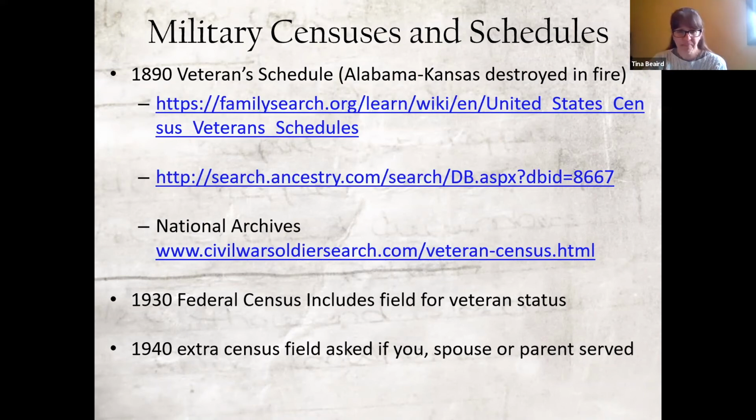and you can go looking for that data based on what you can find from the veterans schedule. They also asked veterans questions on the 1930 census, and they also asked it in the 1940 census. The downside to the 1940 census is that they only asked slot number 14 and slot number 37, I think, on the census, whether or not they had served in the military. In the 1930 census, they asked everybody.